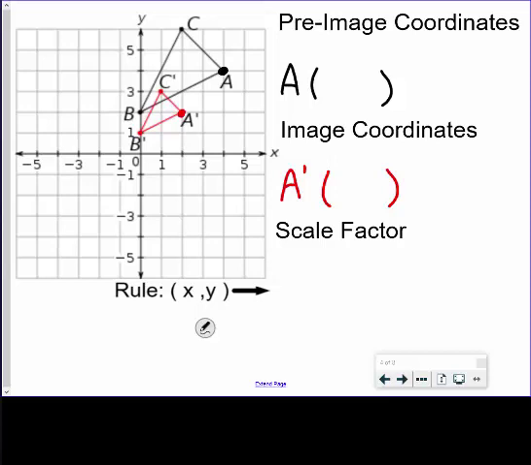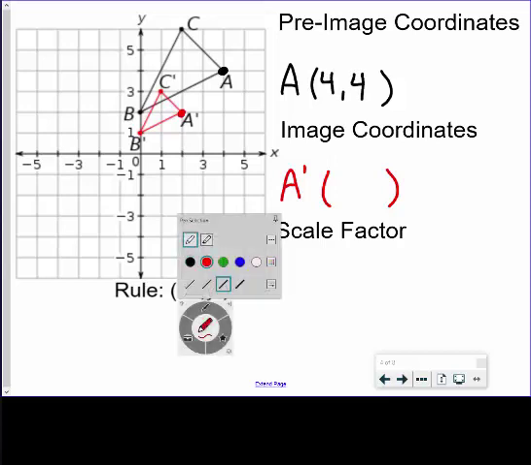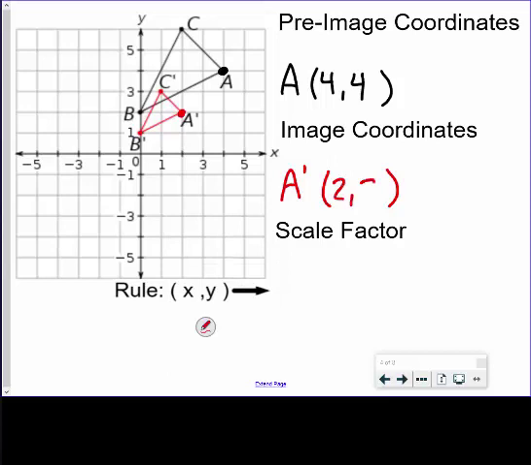So what is A's coordinate? 4, 4. What is A prime's coordinate? 2, 2. Is this an enlargement or a reduction? So our scale factor should be less than 1. Go ahead and find your scale factor.